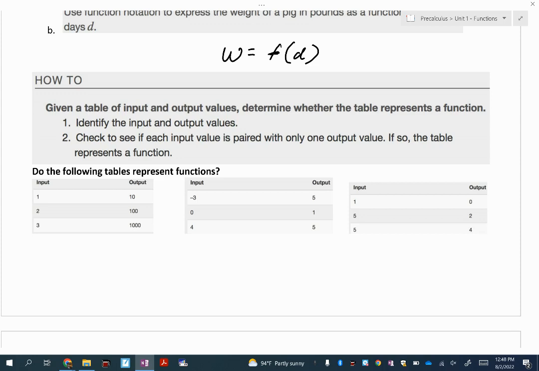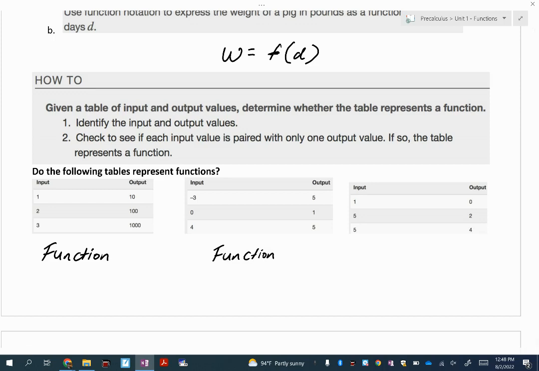So in table 1, the inputs are 1, 2, and 3, so I don't really care what all the outputs are because the inputs do not repeat. I know that this one is a function. Table 2, we have 3 unique inputs. I know the outputs have a repeat, that number 5, excuse me, but because the inputs are all unique, this is also a function. And finally, the last one, we have an input that is repeated, that 5.